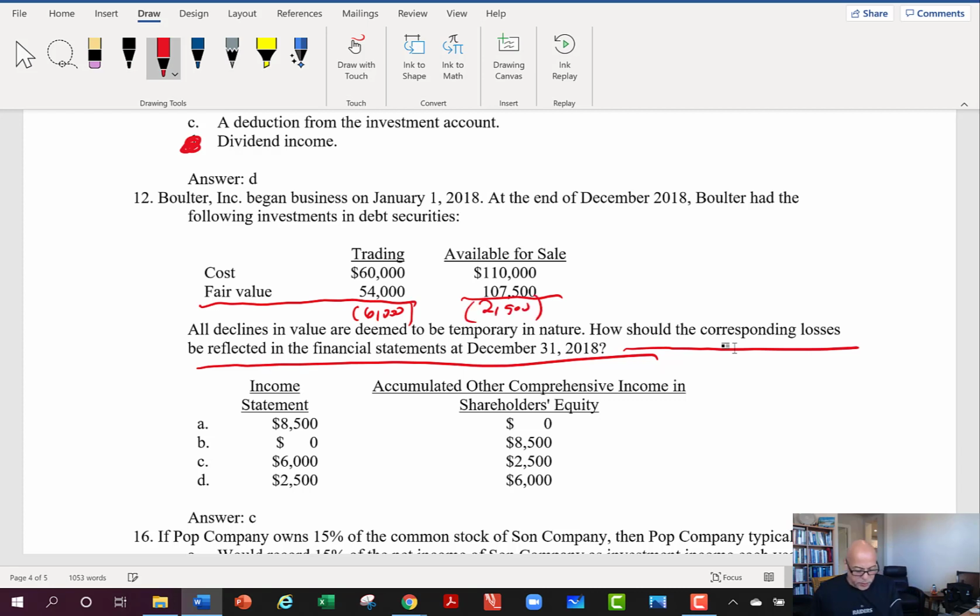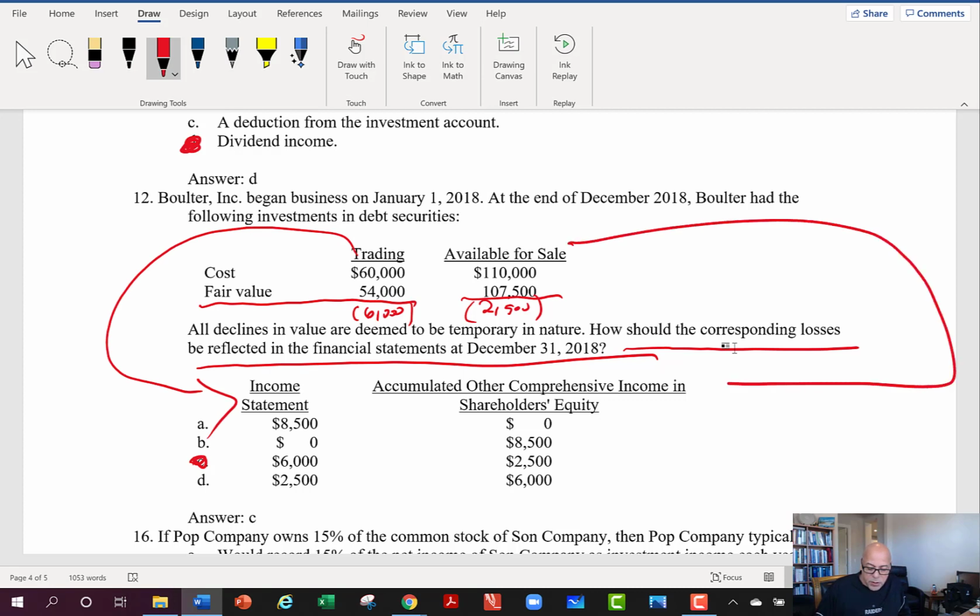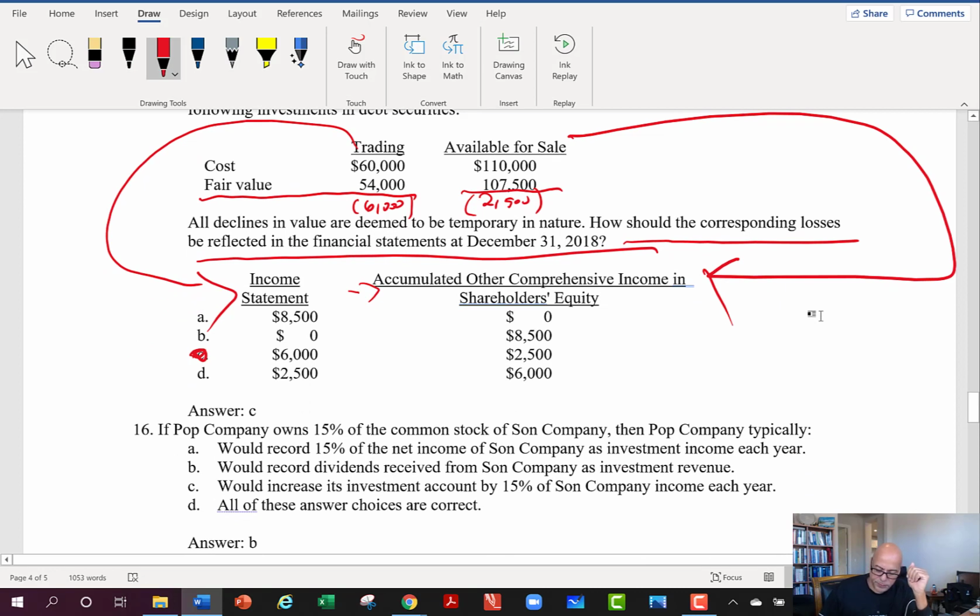Okay, so I look, and the losses, C, 6 for the income statement, because that's where trading securities report their gains and losses, and 2,500 talking about now. That's a little funky the way they're doing that, because they ask you about the balance sheet account here. But remember, we would report, I'm just going to show you right now because we kind of keep talking about this.